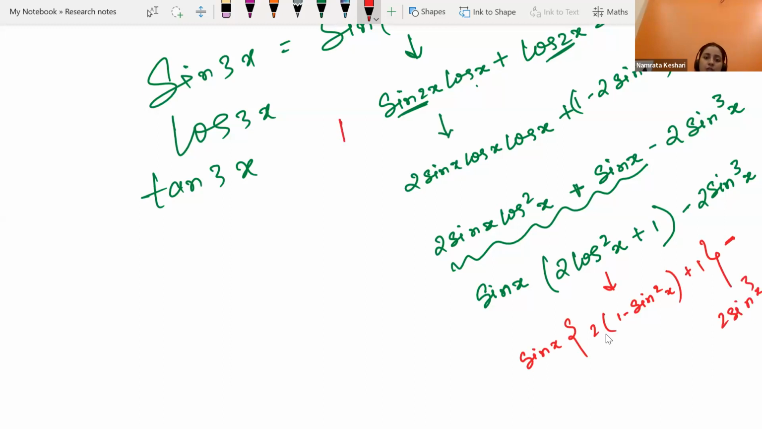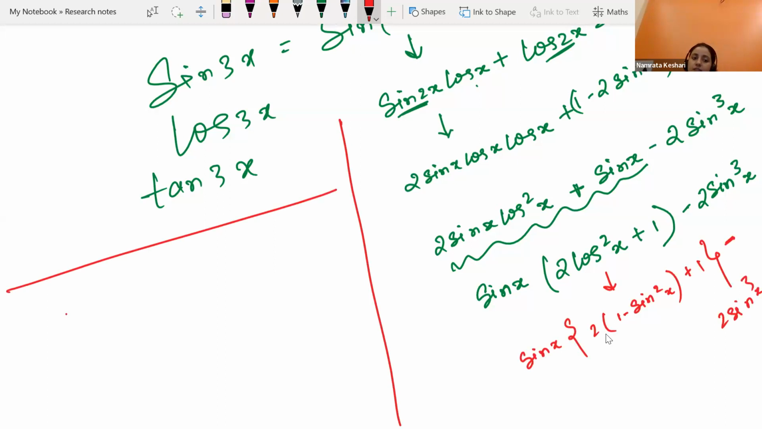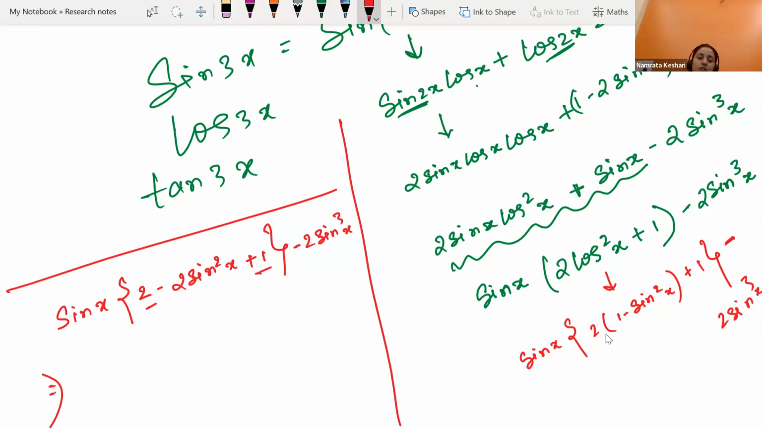Okay. Then I am doing over here sine x, in curly bracket 2 minus 2 sine square x plus 1, minus 2 sine cube x. Getting it? Then let's open the bracket. 2 plus 1 is 3, so let's make it 3 minus 2 sine square x. Any confusion so far? No, Ali, Alina and Fatima.